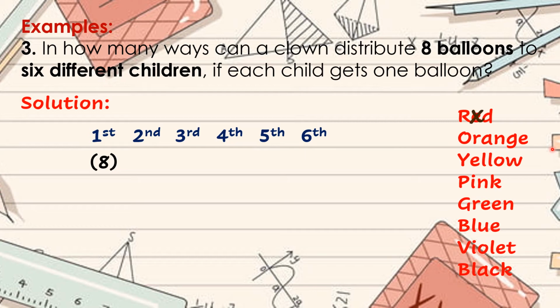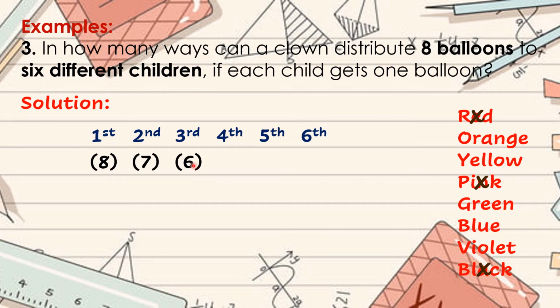At ang napili niyang kulay ay red. So, tanggalin na natin yung red. Ilan na lang ang pagpipilian ng second child? 'Di ba? 1, 2, 3, 4, 5, 6, 7. Meron na lamang siyang 7 choices. And let's say, ang pinili niya ay color black balloon. Ilan na lang ang pagpipilian ni third child? Kasi dalawa na yung nakuha, yung red at yung black. Kaya ang pagpipilian na lang ni third child ay 1, 2, 3, 4, 5, 6. 6 balloons na lang. At ang napili niyang kulay ay pink.